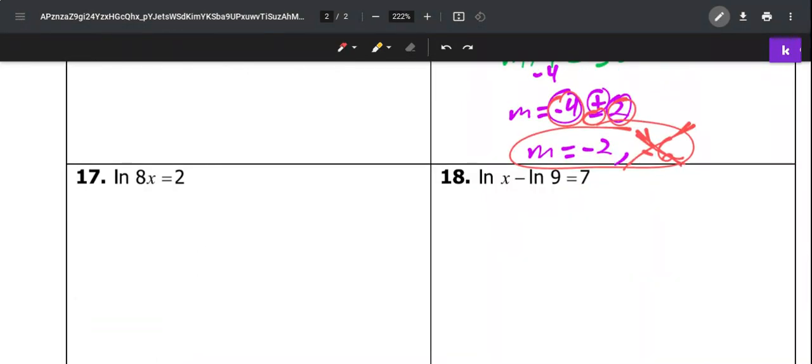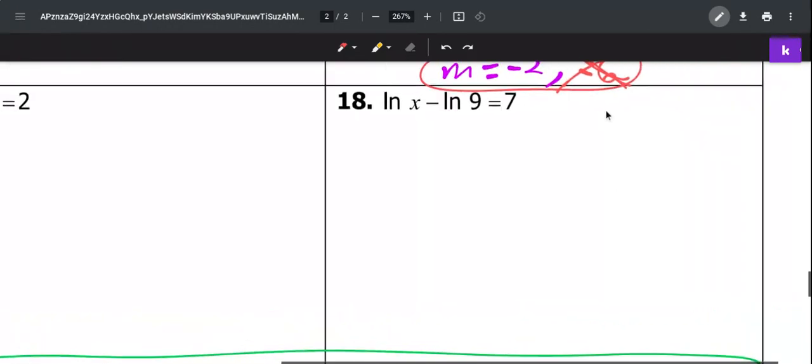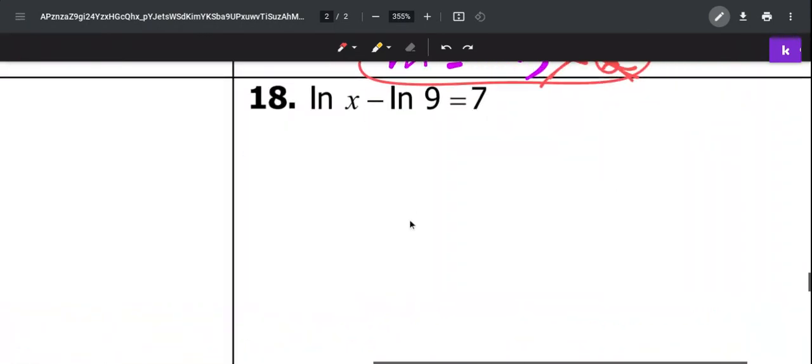Let's go to type 2 now. So type 2 is when you're going to have a logarithm on one side, and you're not going to have a logarithm on the other side. All right, so let's go to 18, because we still have to remember that we need to condense.